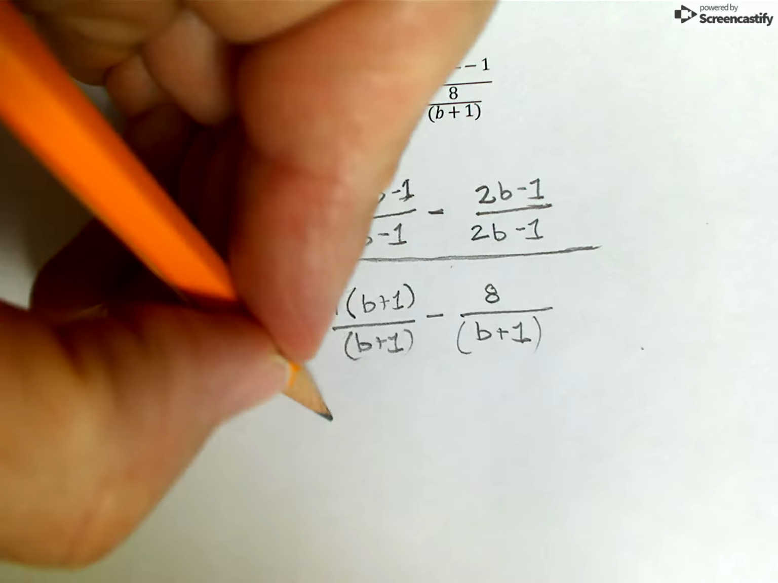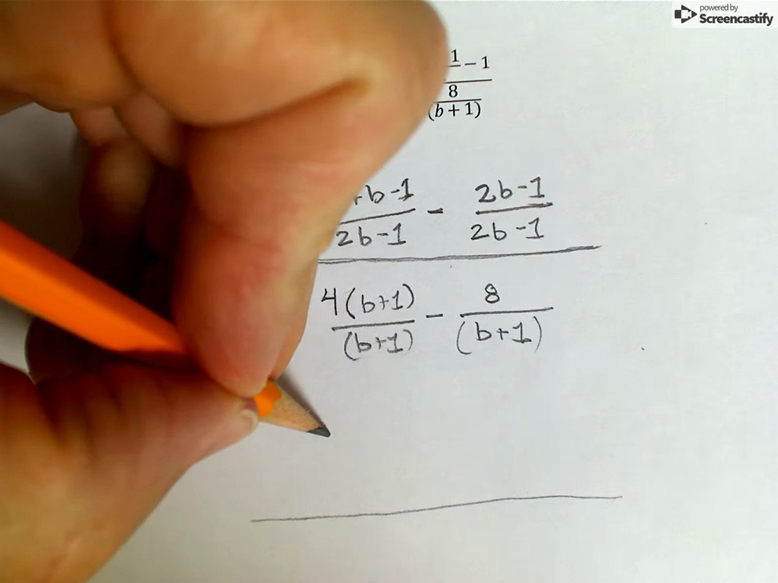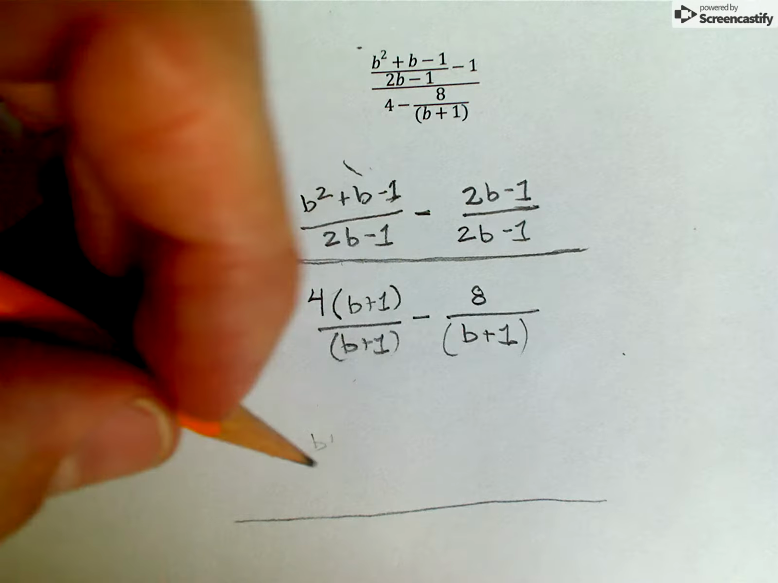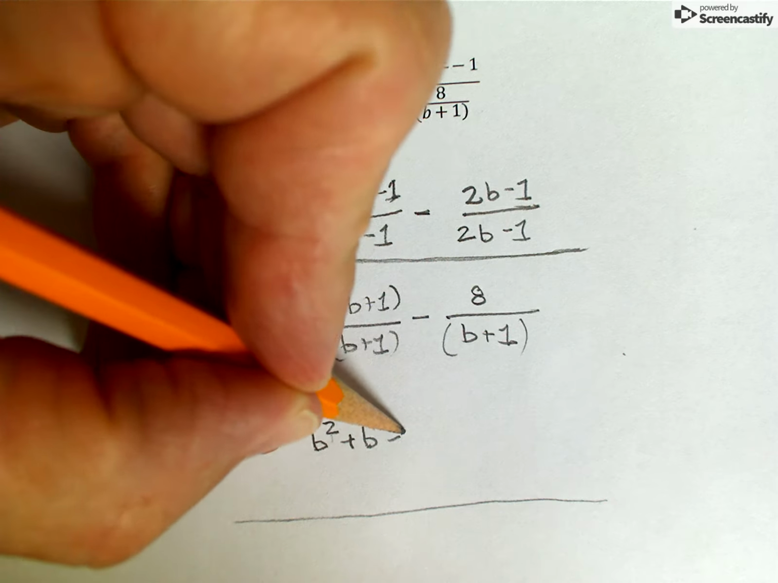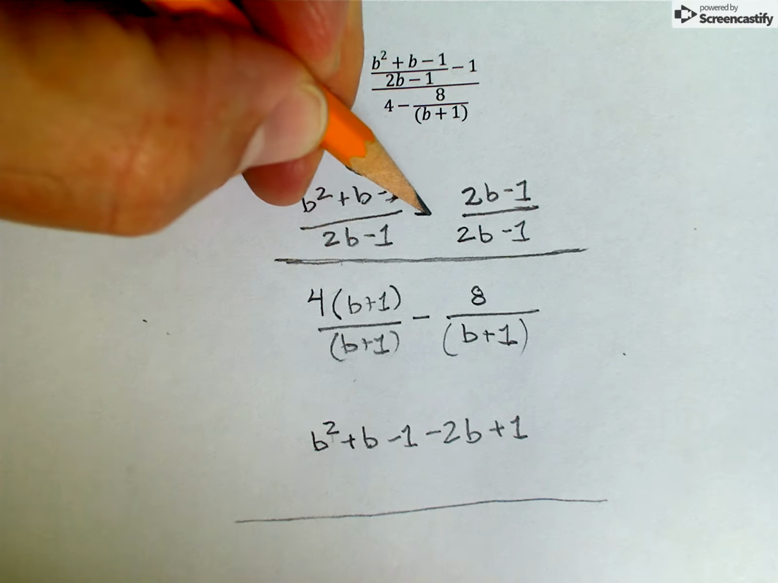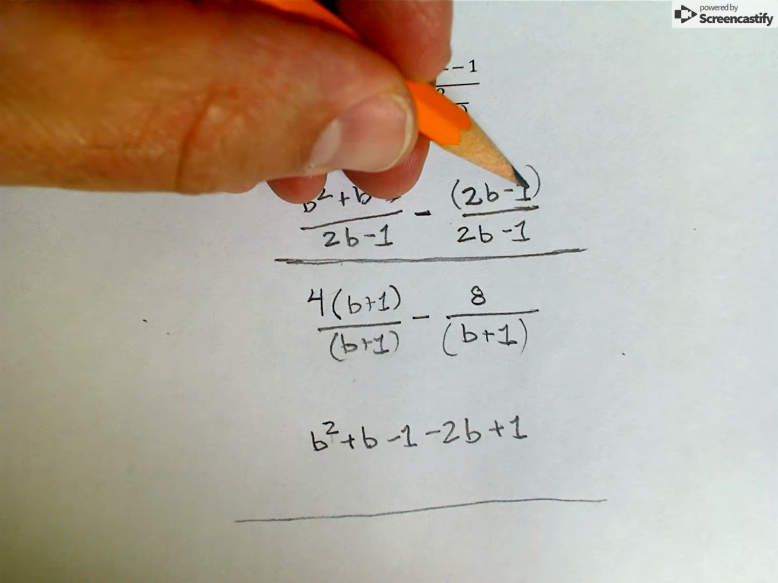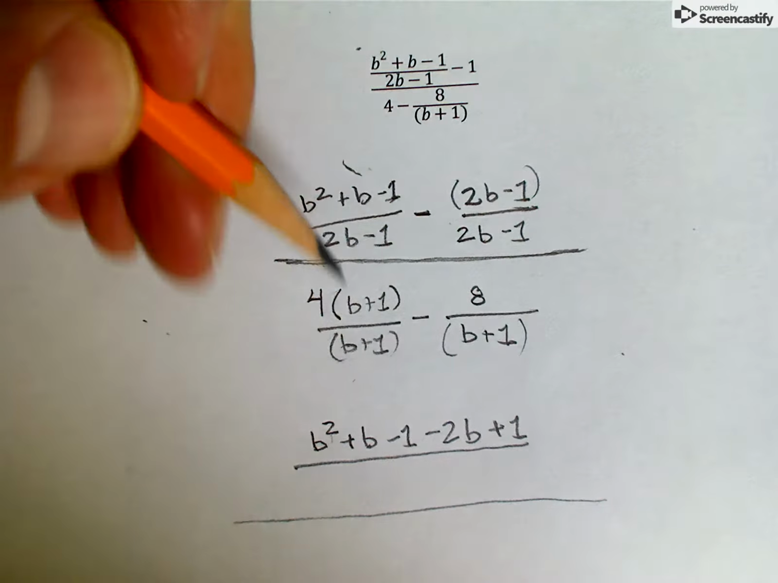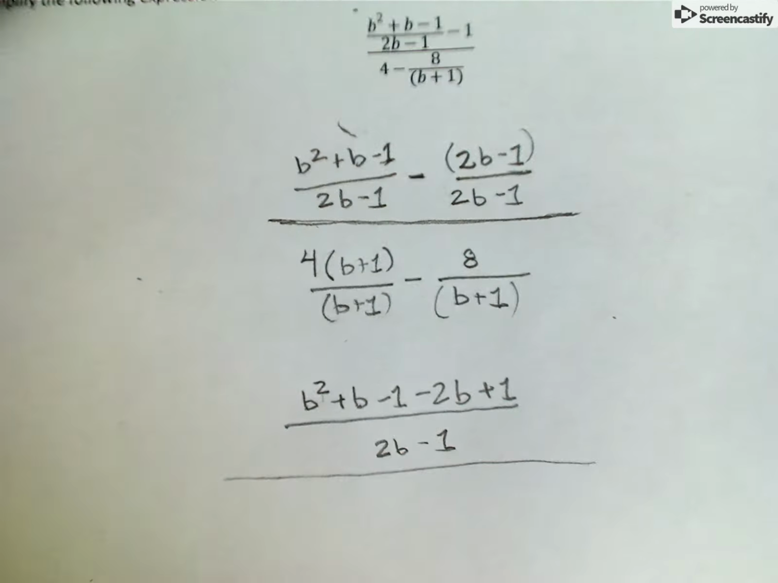Notice I can do the subtraction now. And again, I'm going to start with my fraction bar, and I'm going to keep the top and bottom separate. I'm working on first the top and then the bottom. I'm not doing anything between the two yet. But I get b squared plus b minus 1 minus 2b plus 1. Remember, that minus sign counts for everything on the top of that. So I have to distribute the minus sign appropriately. And then I'm dividing by 2b minus 1.